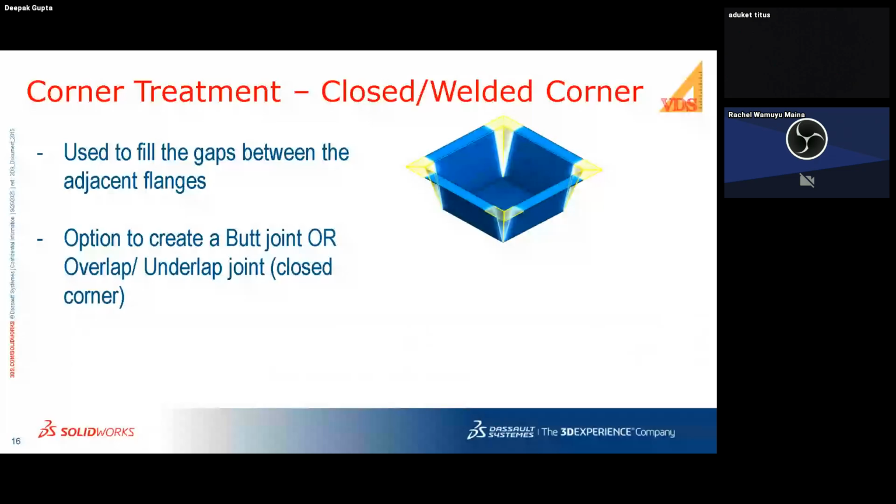And this butt joint, overlap or underlap joint question you may also find in the SOLIDWORKS sheet metal certification exam, so you may want to pay close attention to this. We'll look at two different examples where we are filling the adjacent gap and getting very close, smooth corners. We'll also look at options to create the butt joint using the underlap and overlap options.